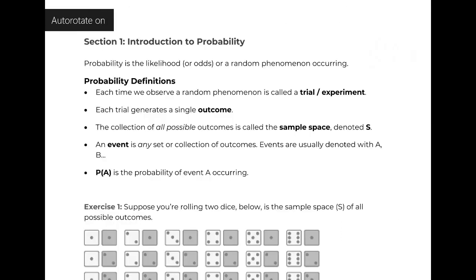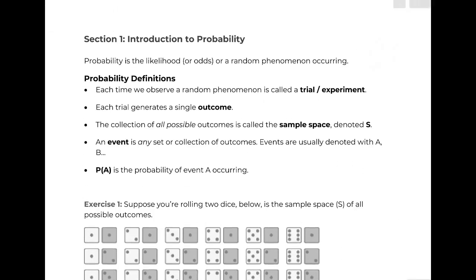We got our learning goals, and then we have a nice little introduction to probability. So you start with a definition of probability. Probability is just the odds of something random occurring. This is important because later on we will talk about confidence intervals where we're not talking about a random thing happening. We have some definitions to get started with.